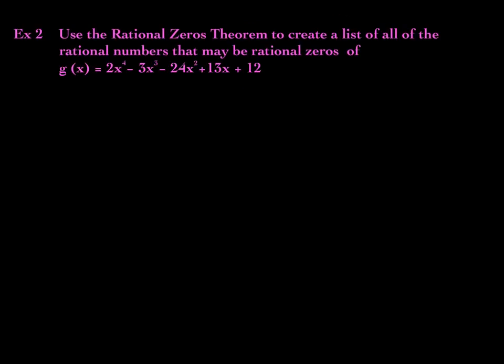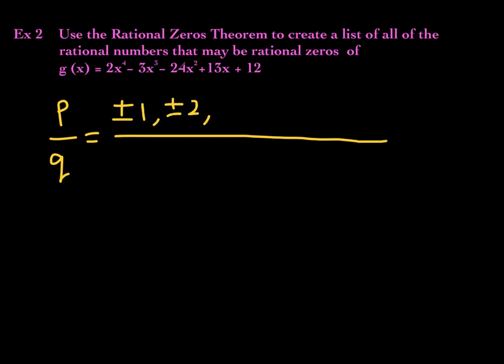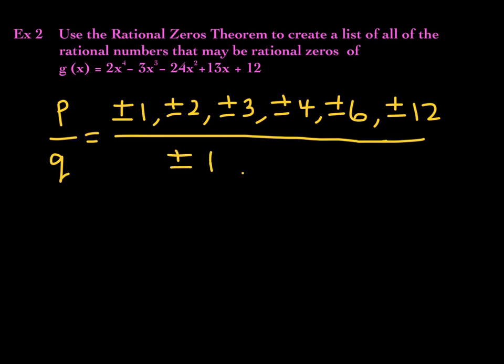All right, let's try it again to make sure we understand, okay? So, if this function has any rational zeros at all, then they must be of the form P over Q. Now, remember P stands for the factors of the constant term. The constant term here is 12. So let's list all the factors of 12. Plus or minus 1, plus or minus 2, plus or minus 3, plus or minus 4, plus or minus 6, and plus or minus 12. Now, Q stands for the factors of the leading coefficient, which is 2. So plus or minus 1, plus or minus 2.